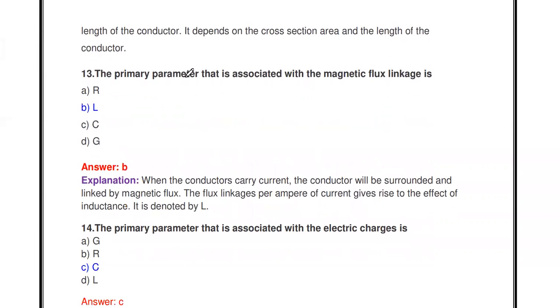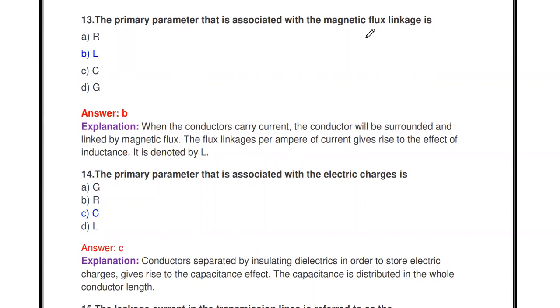Then the next one, which primary parameter is associated with magnetic flux linkage? Inductance. A transmission line is a conductor. If the conductor carries some current, the conductor will automatically be surrounded by magnetic flux. That is why an inductance effect is produced in that conductor, which is indicated by L. So the primary parameter associated with magnetic flux linkage is the inductance L.